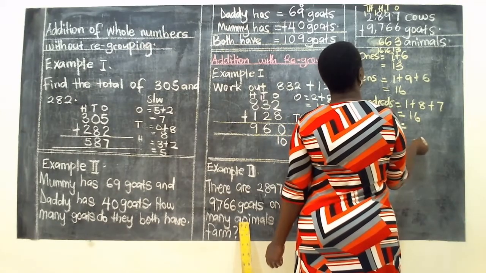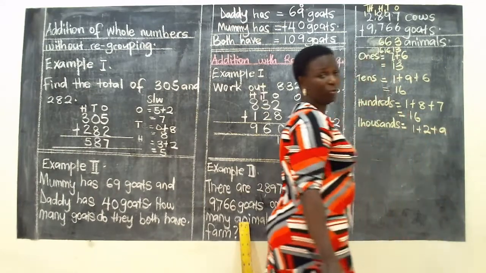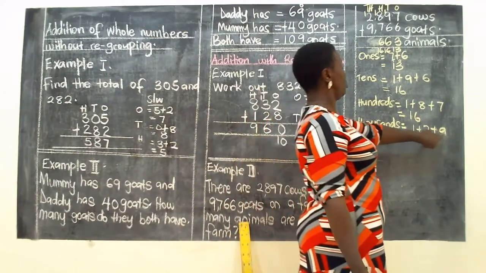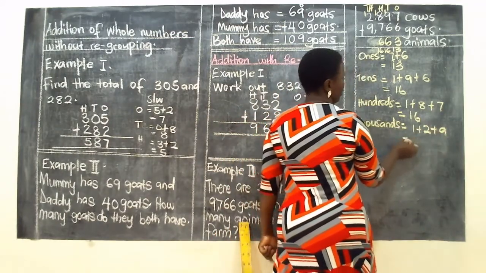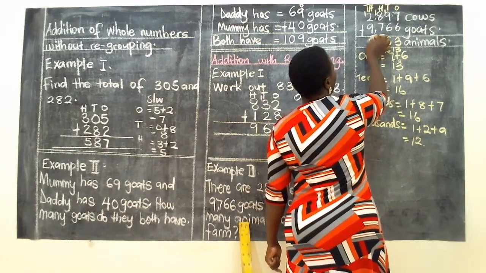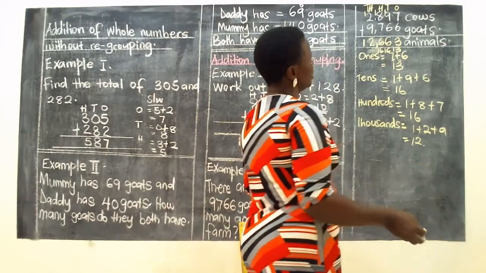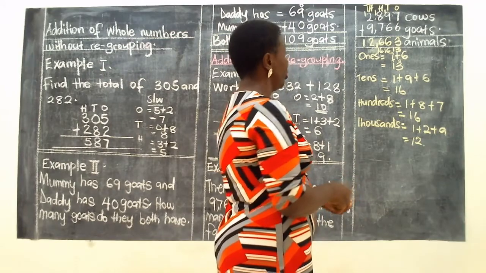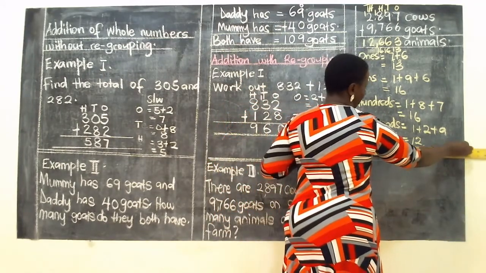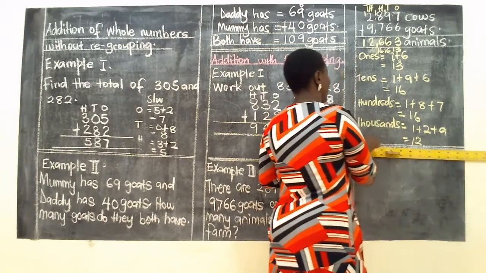we shall have 1 plus 2 plus 9. 1 plus 2 is 3. And 3 plus 9 is 12. So since it is the last digit here, we can write the whole of it as 12. So our answer is 12,663 animals. So those are the animals which are on the farm.